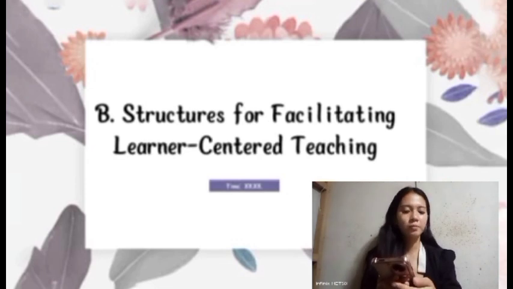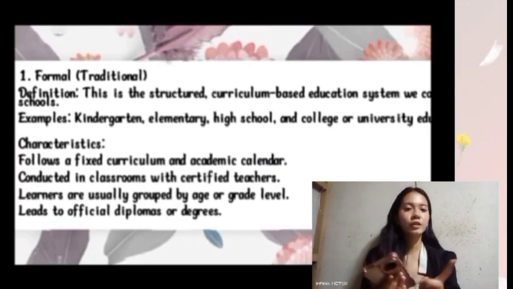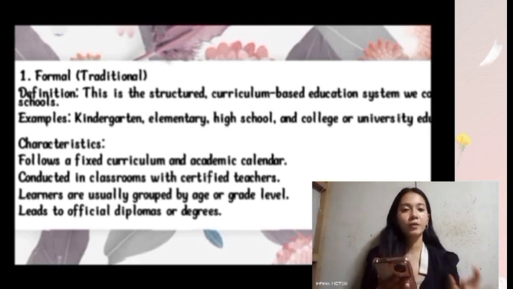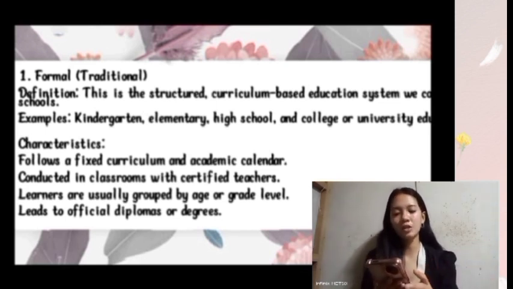Today I'm going to discuss the structures of participating learner-centered teaching. First, we have formal, traditional. Here is the definition of this. This is the structure of a curriculum-based education system we count in school. For example, the kindergarten, elementary, high school, and college or university education.